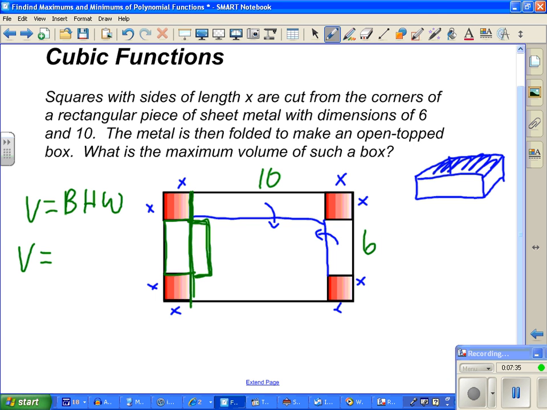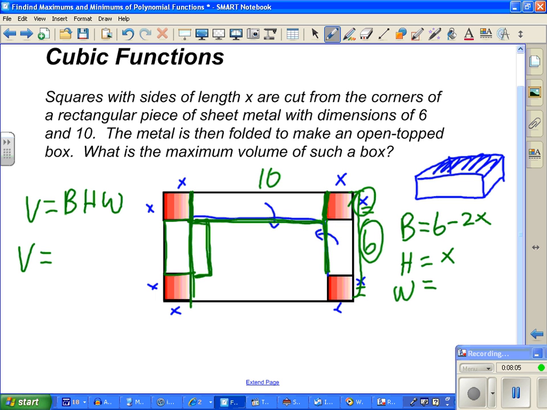Okay, well, my base is 6 minus 2x, right? Because the whole thing was 6 minus 2x's to just get this length. Okay? My height is going to be the height of the box. Well, that's just x. That's my x. So my height is x, and my width is just going to be this length, which is 10 minus 2x.